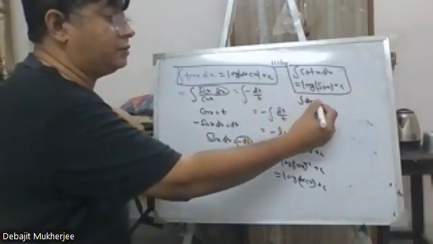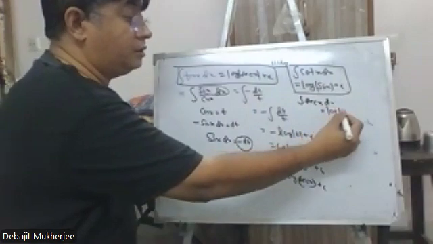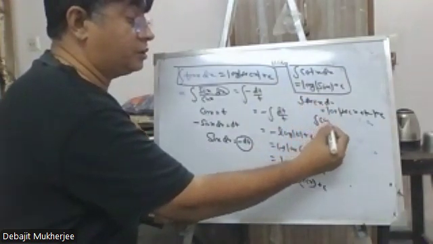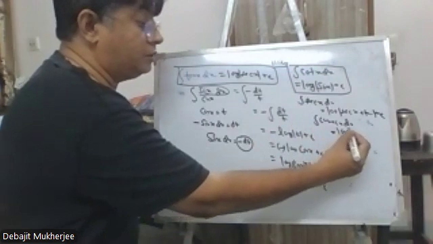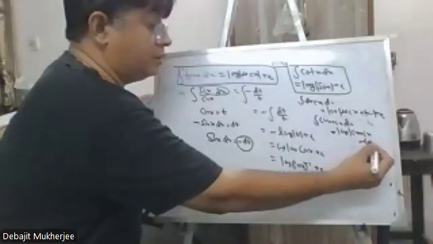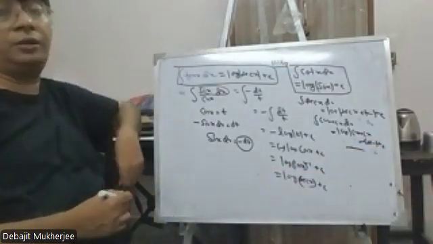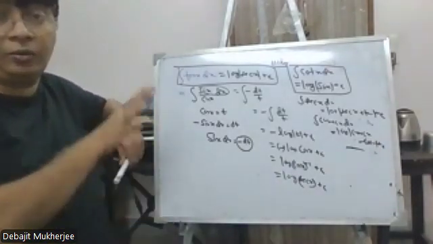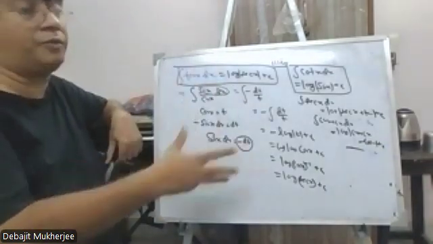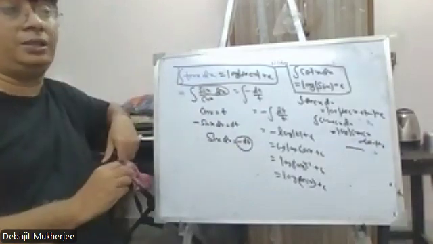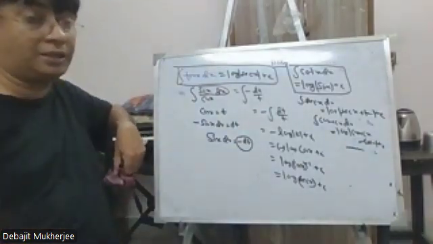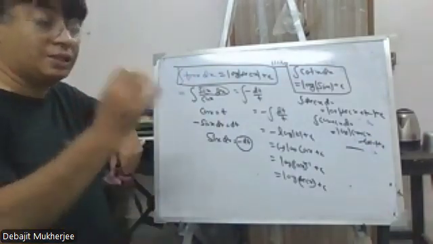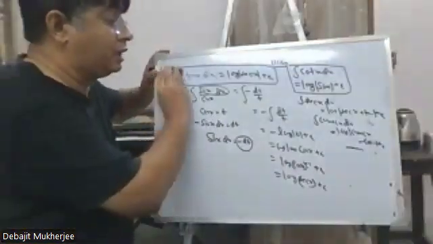Integration of sec x is log of sec x plus tan x plus c, or integration of cosec x is log of cosec x minus cot x plus c. Hope you have understood what is taught. Now, one problem based on these basic formulas we will do, but the problem is very important. Even this problem came, not directly, but one portion of that sum will be related to the sum which I'm going to show you. Okay, I'm rubbing down.